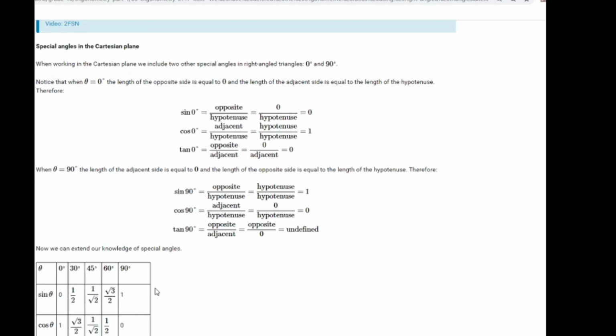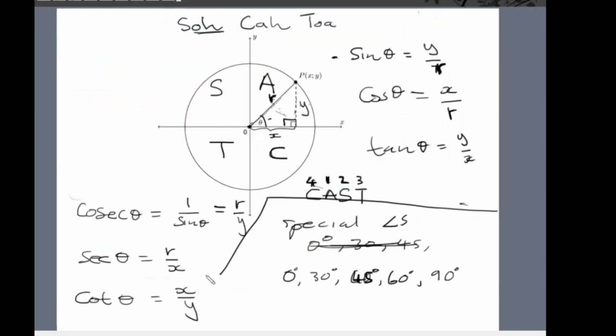Now, special angles in the Cartesian plane. When working in the Cartesian plane, we include 2 other special angles in right angled triangles: 0 degrees and 90 degrees. Notice that when theta is equal to 0 degrees, the length of the opposite side is equal to 0, and the length of the adjacent side is equal to the length of the hypotenuse. Therefore, sine... okay, let me try to demonstrate this on the Cartesian plane.